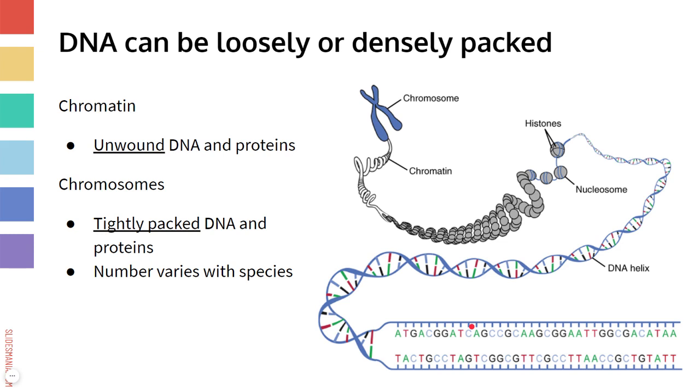But if the cell needs to be moving around its DNA, like if it's shipping it off to two daughter cells and it needs to keep track of all the pieces of DNA that it has, then it's going to move into this more condensed, densely packed chromosome form. And that just lets the cell keep track of where all the pieces of DNA are, and it lets it move it around more efficiently.